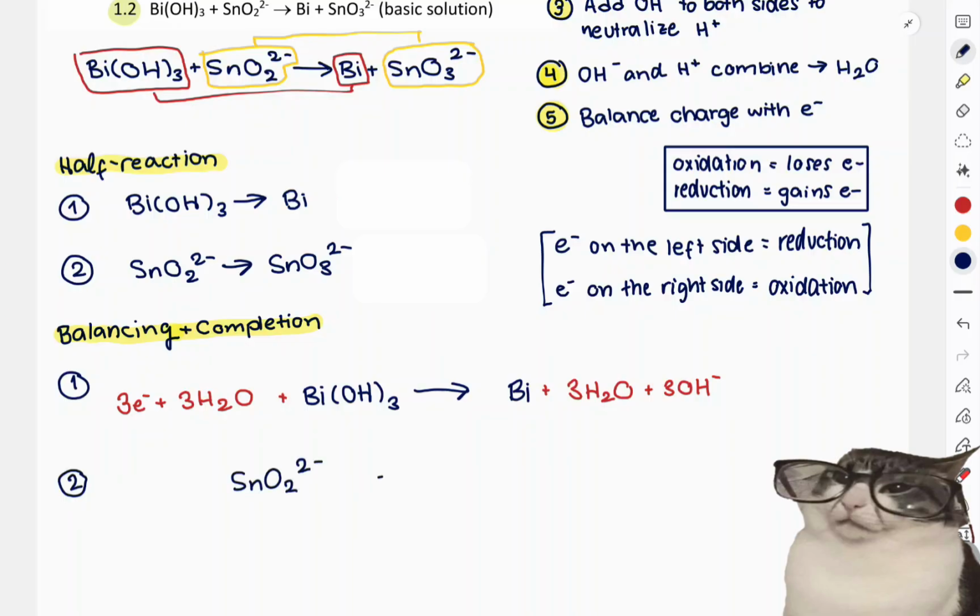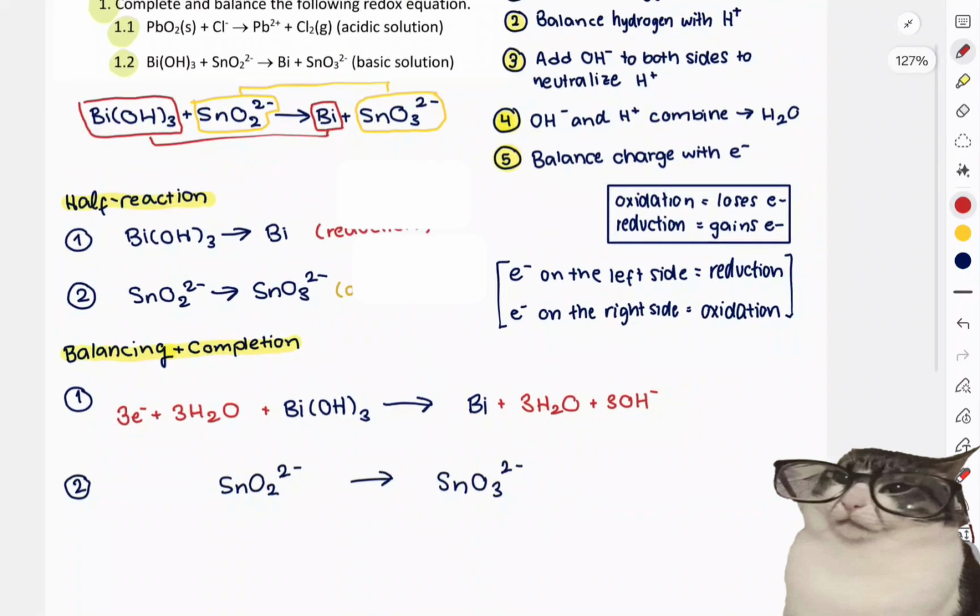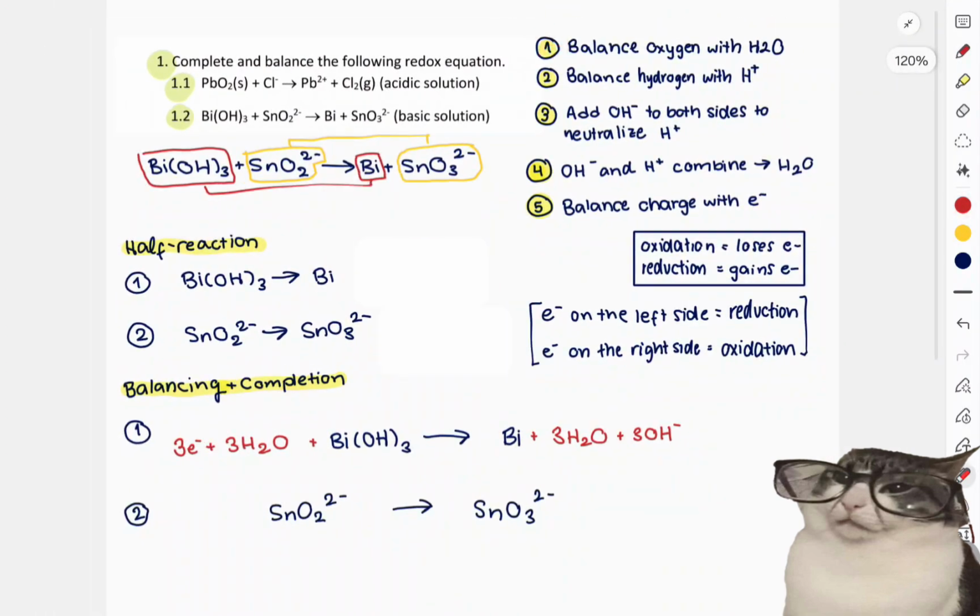So first we need to check if all of the atoms other than oxygen and hydrogen are balanced. So in this case we have 1 tin molecule on the left side and 1 on the other. So that's balanced. Now the next step is to balance the oxygen. We have 2 molecules of oxygen on the left side and 3 on the right side. So that means we need to add 1 molecule of water onto the left side of the equation.